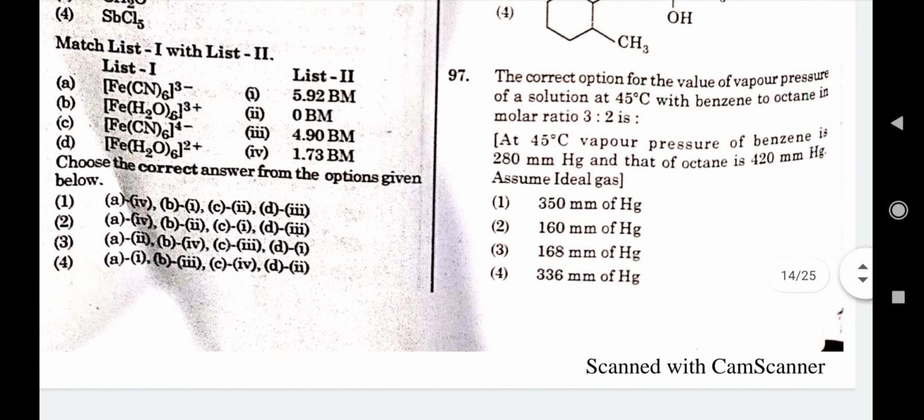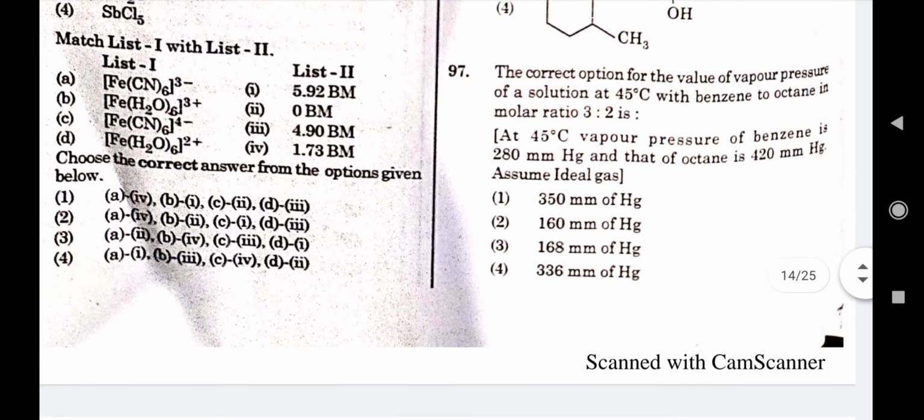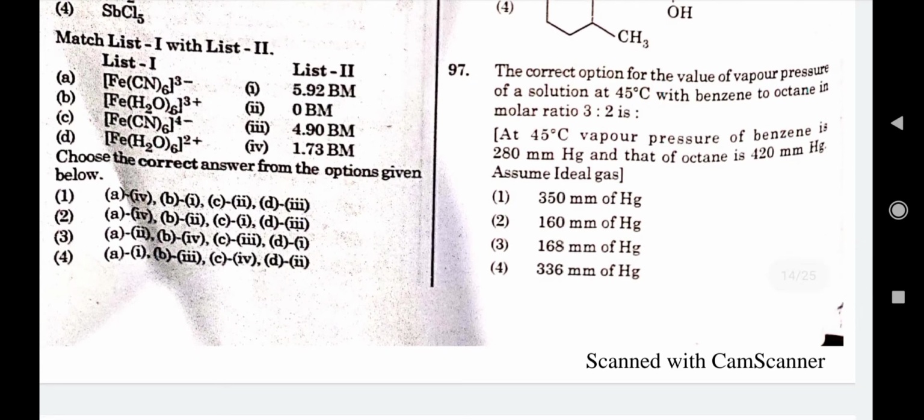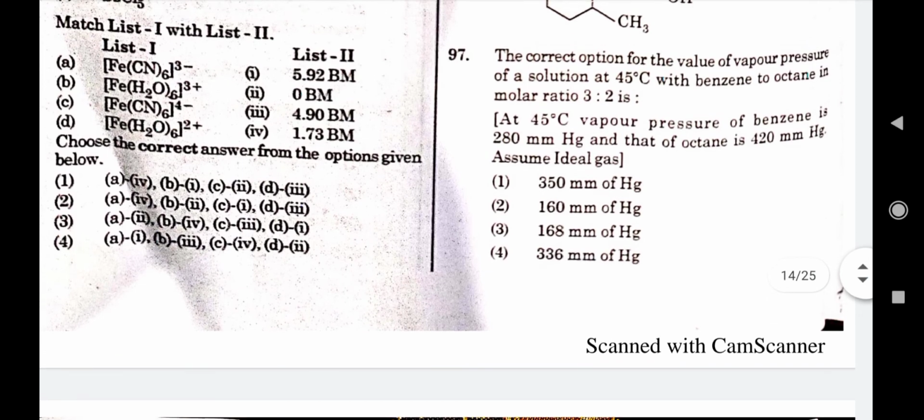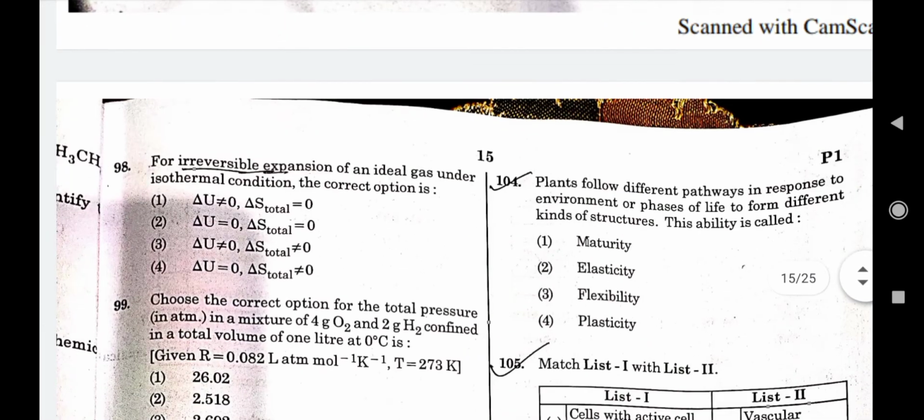Moving on to question number 97. The correct option for the value of vapor pressure of a solution at 45 degrees Celsius with benzene to octane in molar ratio 3:1 is? This data is given and the answer of this question is option number 4, 336 mm of Hg.